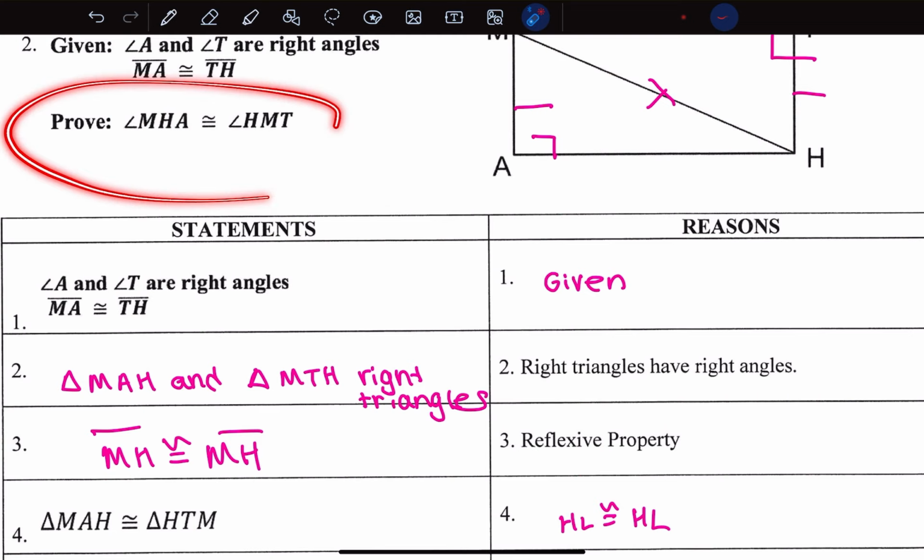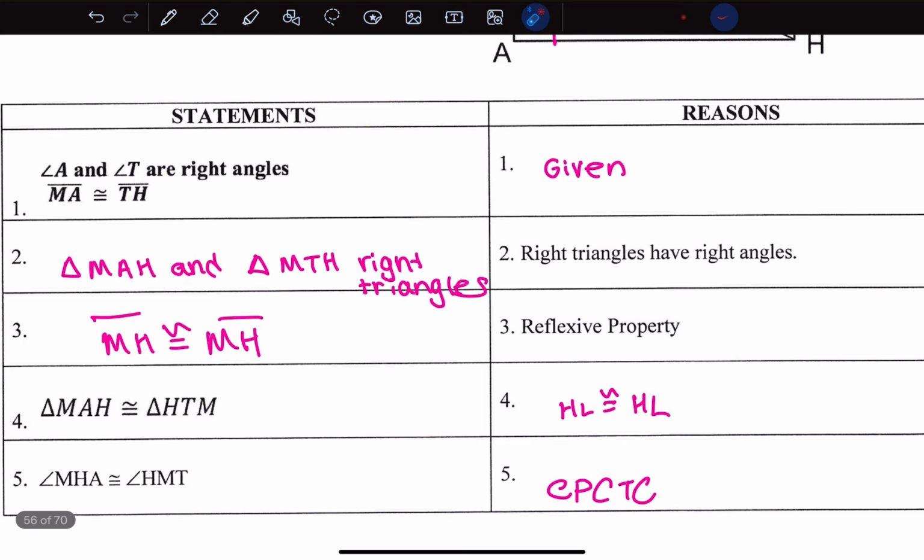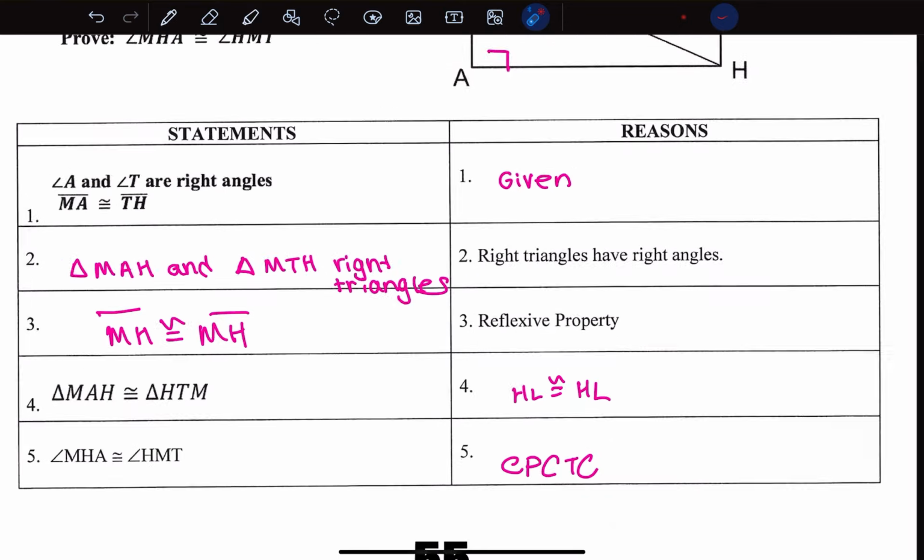Now I'm not done because my proof statement is asking about the angles. I state that the angles are congruent because they are corresponding parts of congruent triangles, therefore they are congruent.